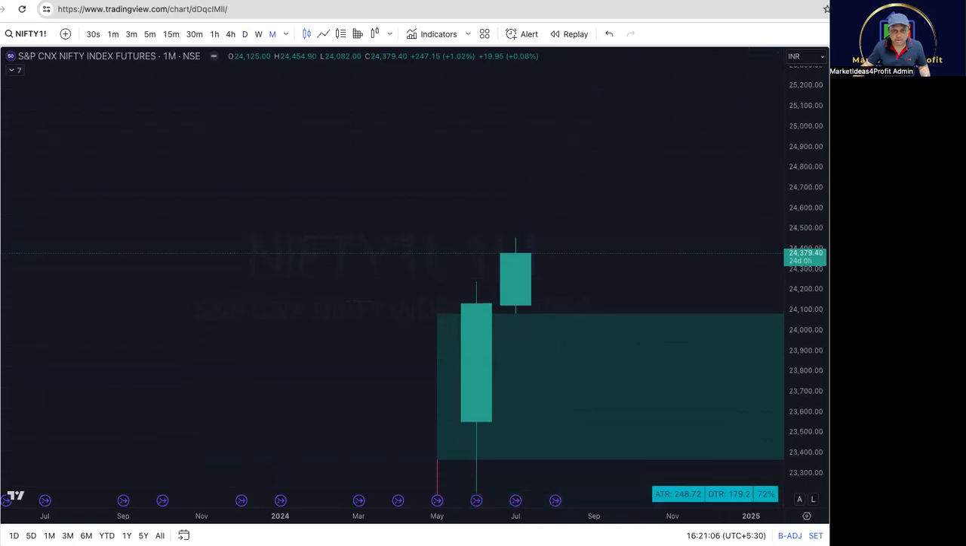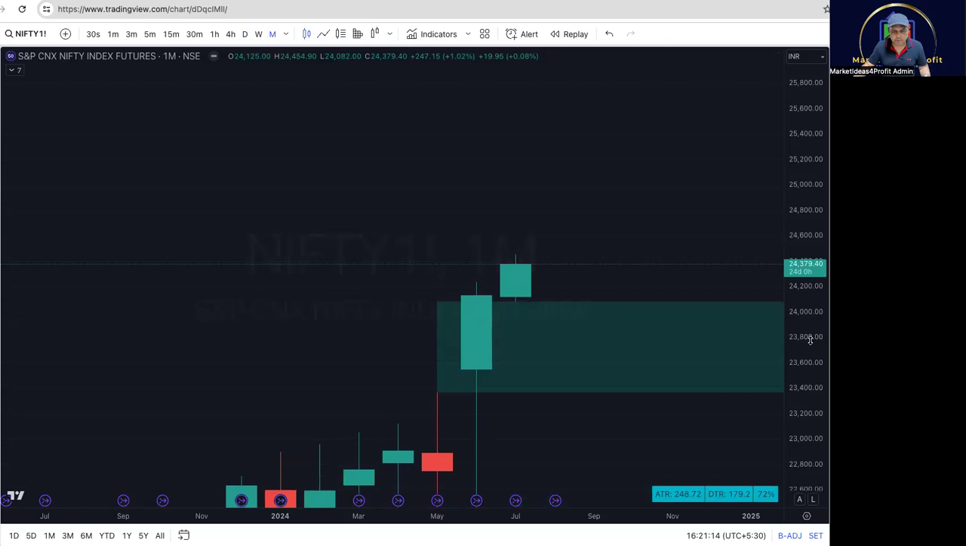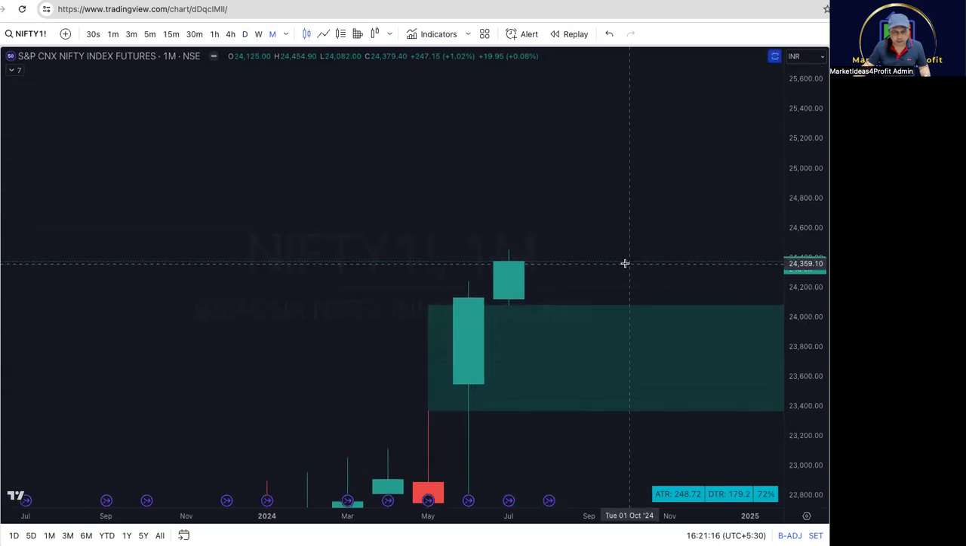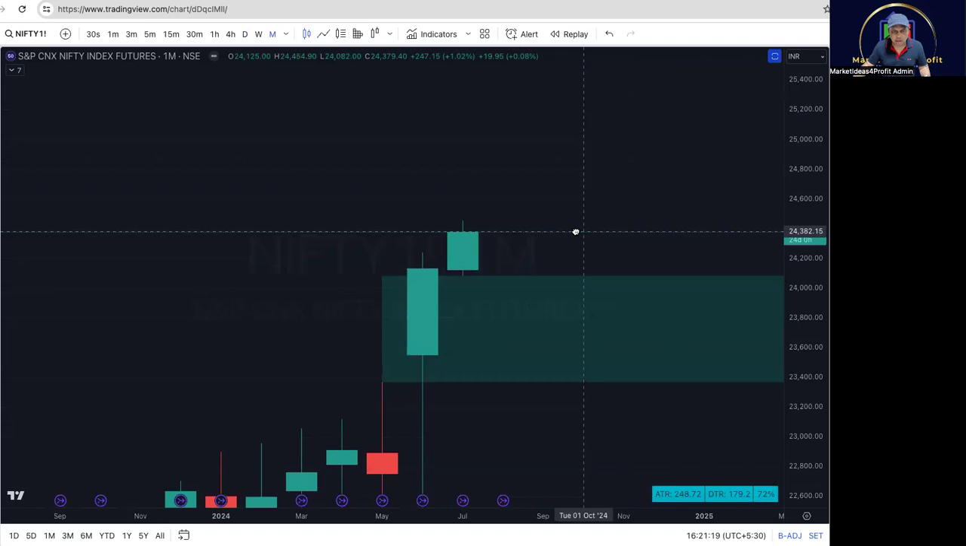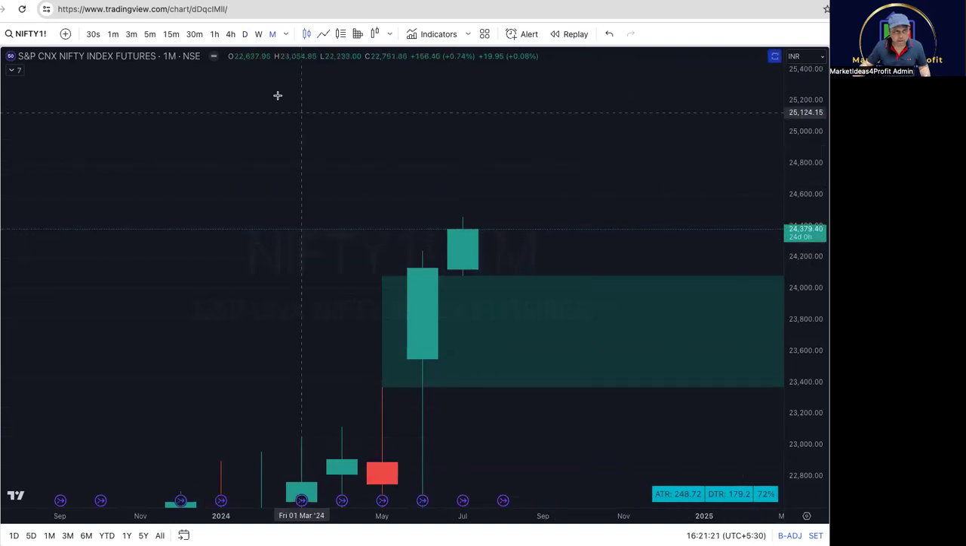On the monthly, we see that there's been a beautiful rise in the Nifty in the last 2 months, and we've been constantly rising. What you see green here is the fair value gap. The concept of the fair value gap is something that I'm not going to be covering in this video. I have other videos to cover that, and we can take that up in those videos.